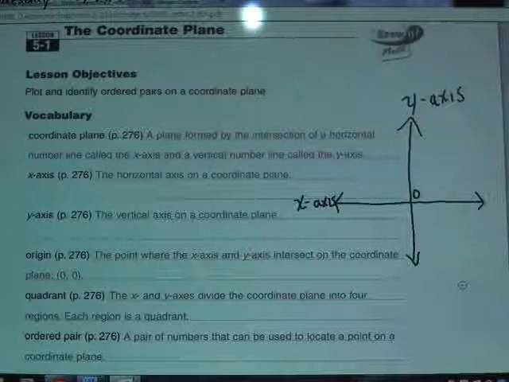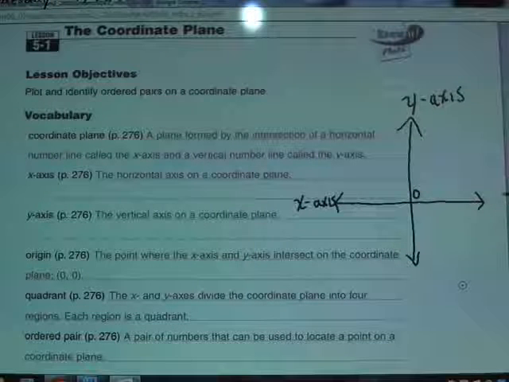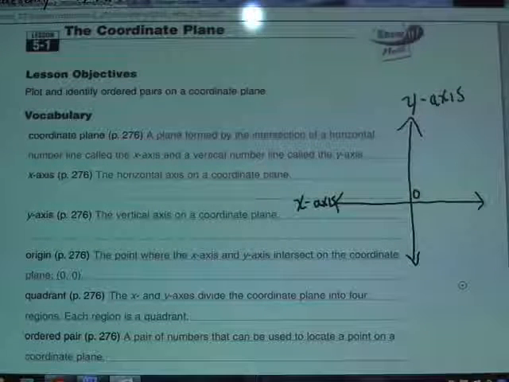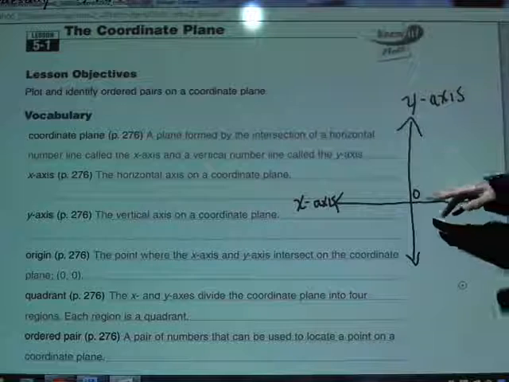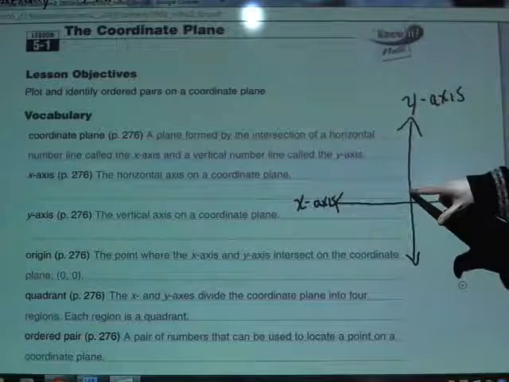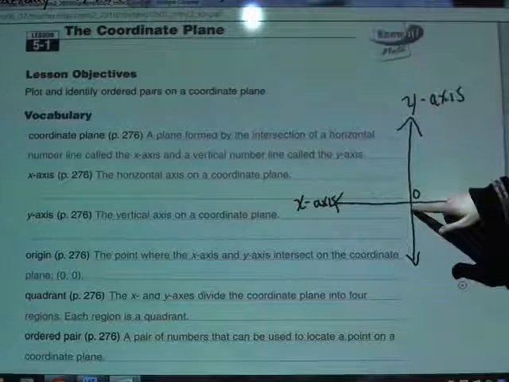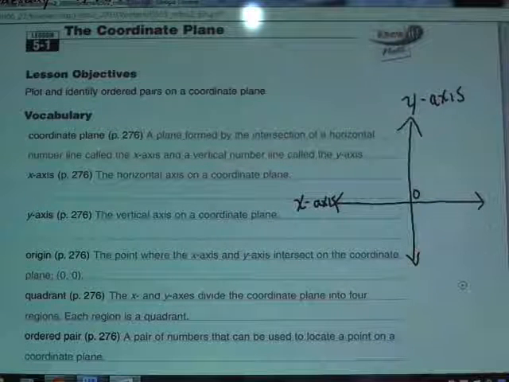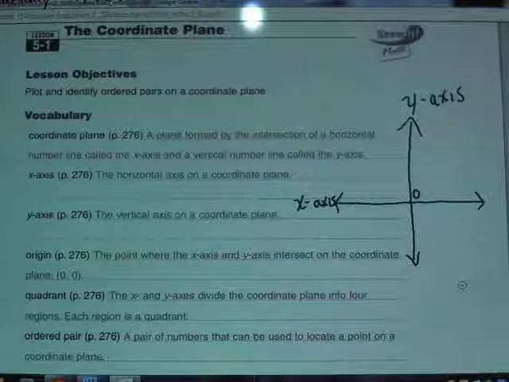The y-axis, we just need some orientation. Where it intersects with the x-axis, that is also 0, so that should be easy to figure out. And that number line with the positives is actually going to be up. So 1, 2, 3, 4, 5 face up, and the negatives face down. Negative 1, negative 2, negative 3, negative 4, negative 5 down.